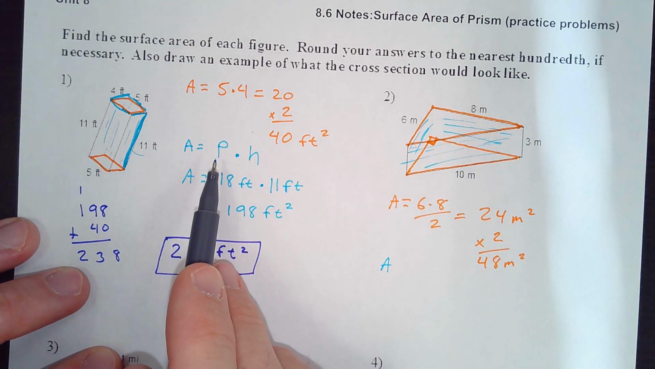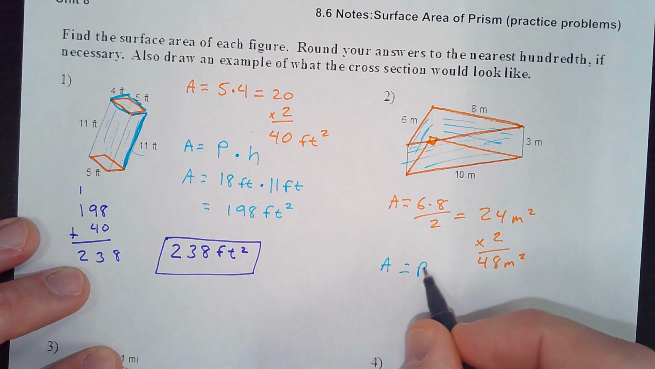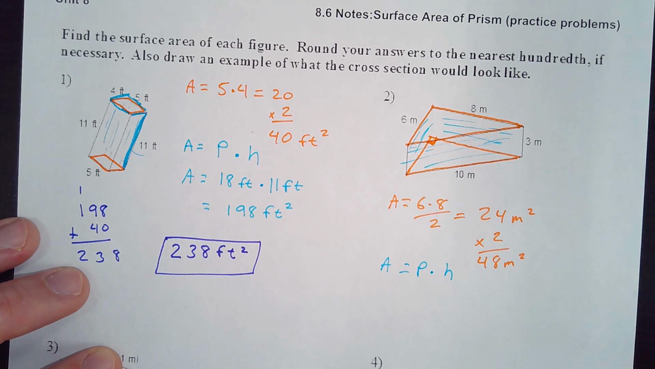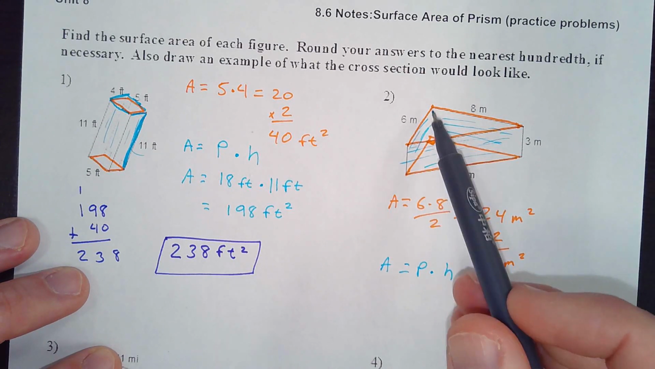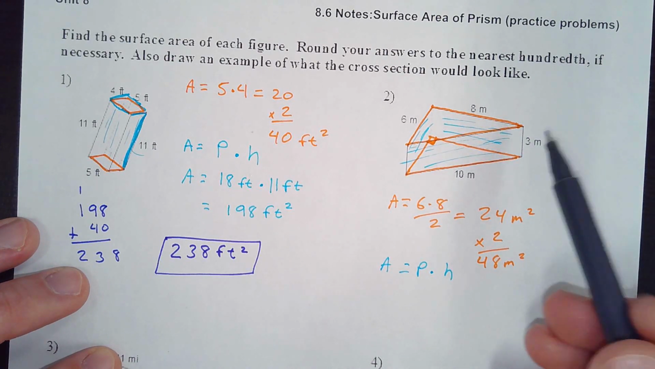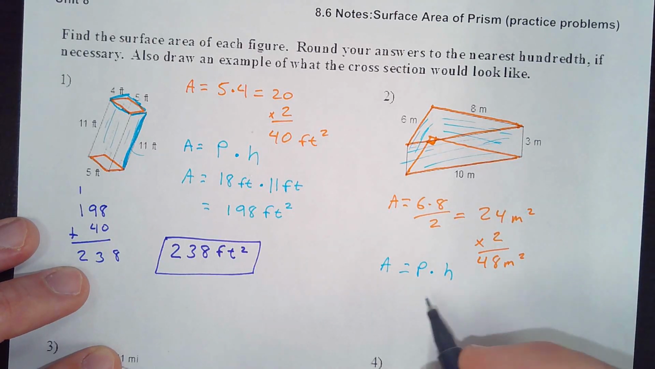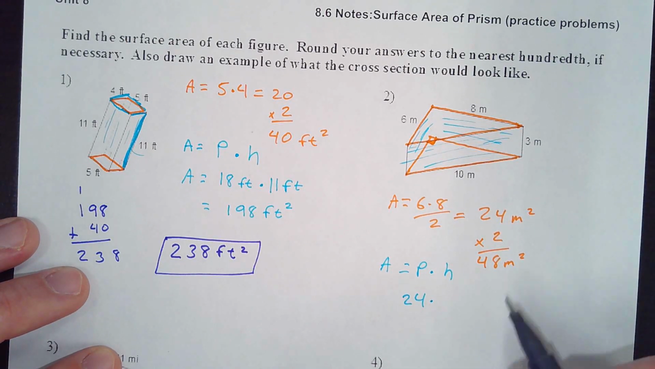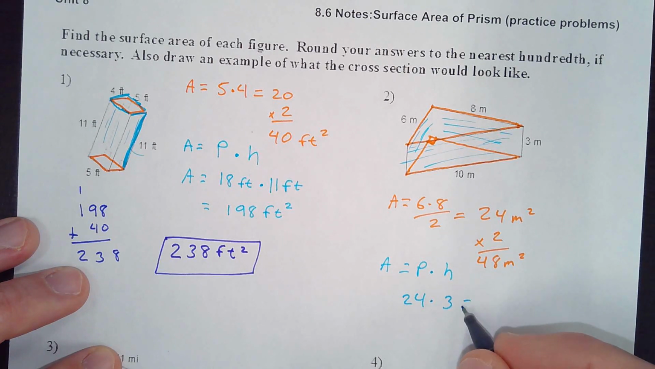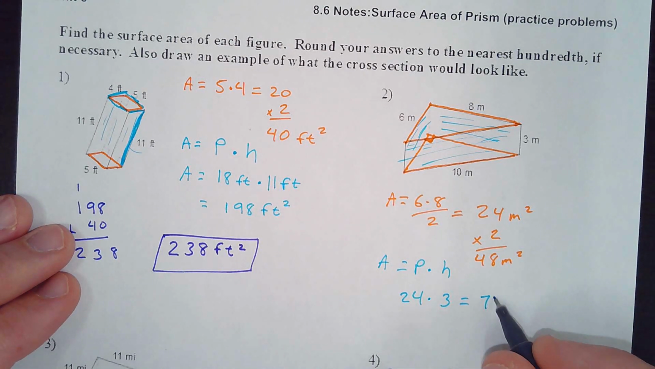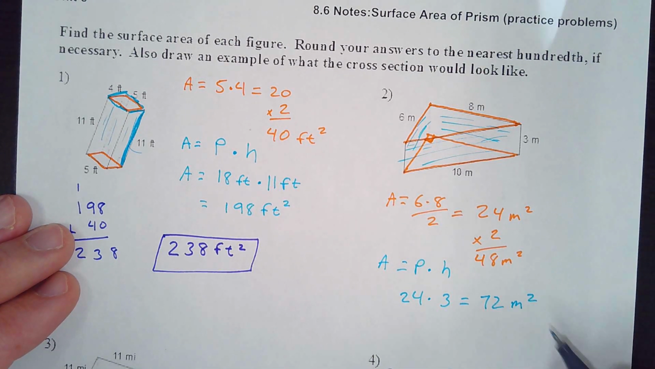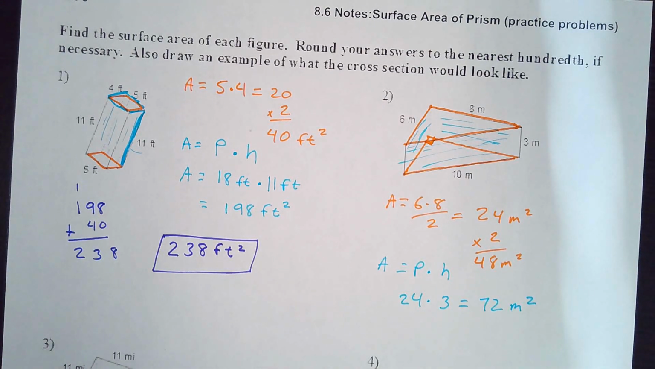Same thing as we did here. Perimeter times height. Our perimeter here is, perimeter means add up all the sides. So 6 plus 8 is 14, plus 10, 24. So 24 times our height, which is 3. 24 times 3, let's see, is 72. 72 meters squared. So that's the surface area of just the sides.